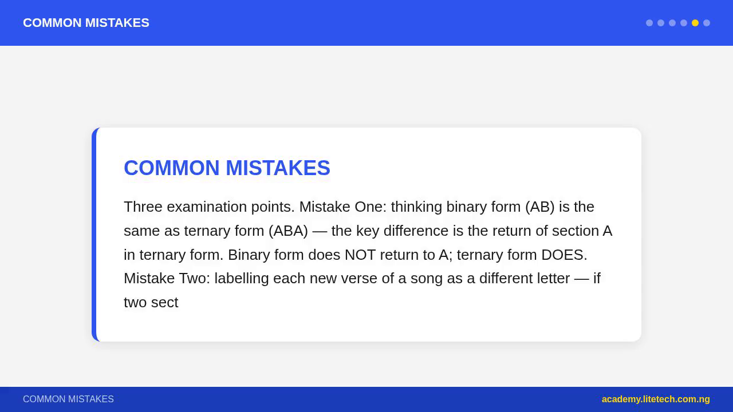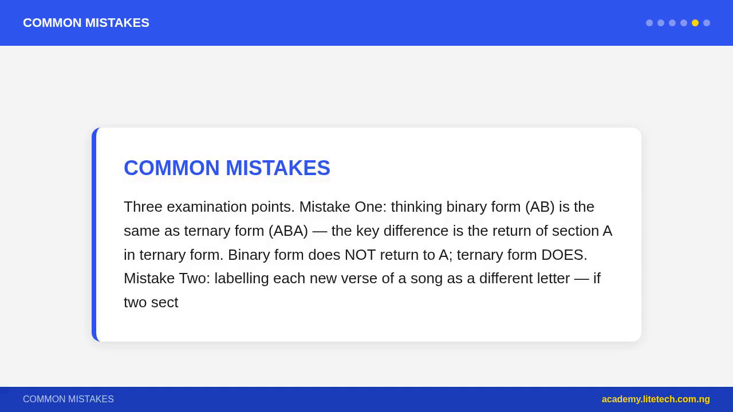Now let us identify the form of a simple song. Jingle Bells: verse, A, dashing through the snow; chorus, B, jingle bells; verse again, A. This is ternary or verse-chorus form, ABA.